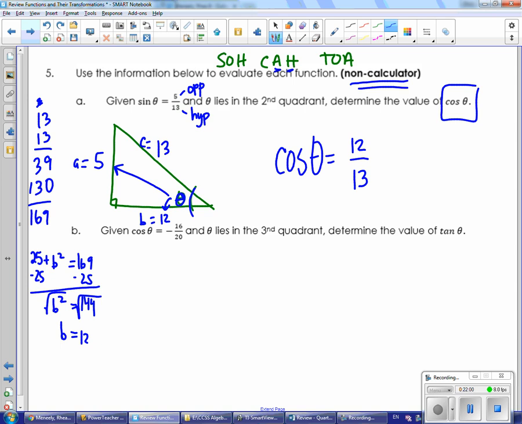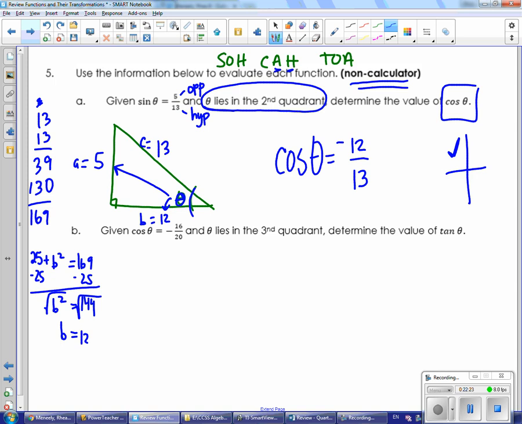But again, I'm not finished because I need to pay attention to the quadrant where theta lies. And if theta lies in the second quadrant, that's this quadrant right here, I know that the cosine in that quadrant is negative. And so that's a lot of work for this problem. It's at least 3 steps. And you need to complete all 3 steps to get to the correct answer.